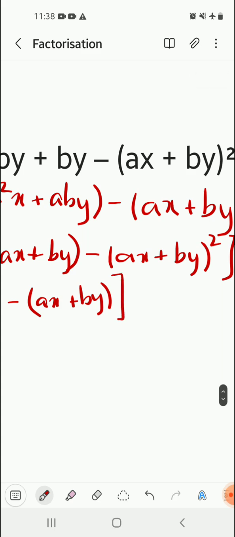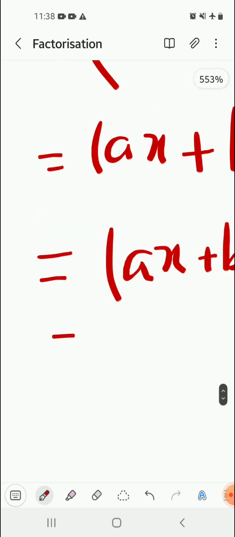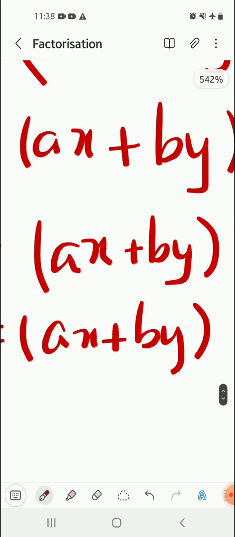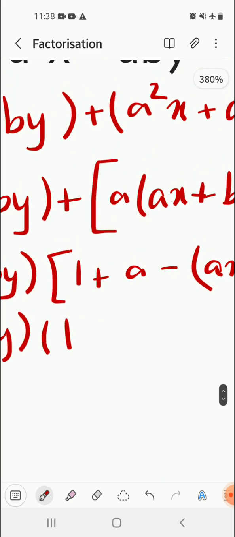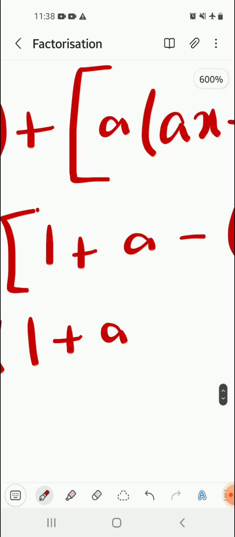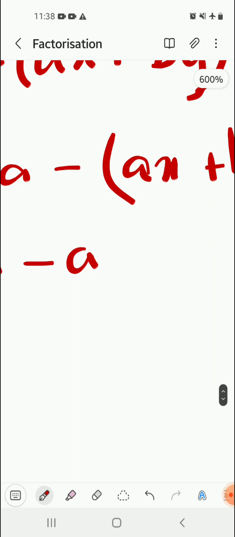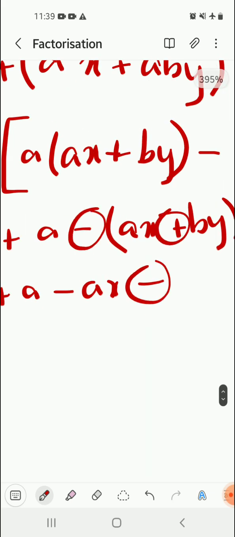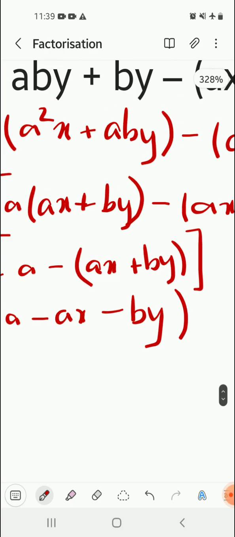So this is done. Now we are going to simply solve the third bracket. So first ax plus by will be written as it is. After this, solve this bracket, we get 1 from here plus a minus a into x, that is minus ax, minus into plus, that's why minus, and then by. That is it.